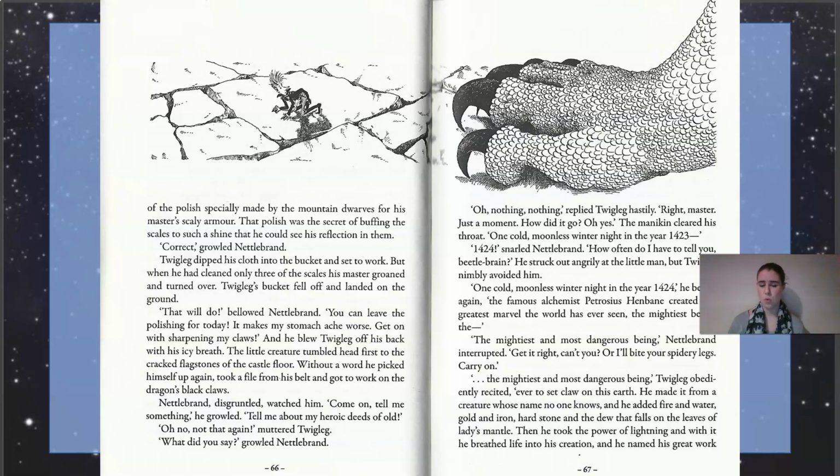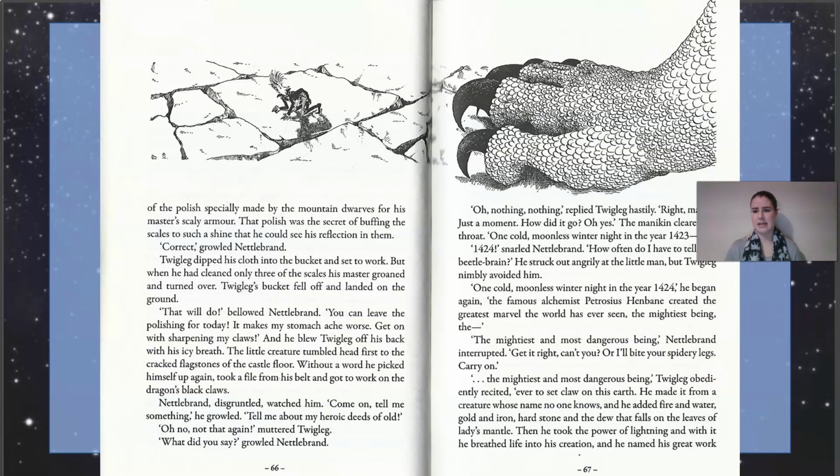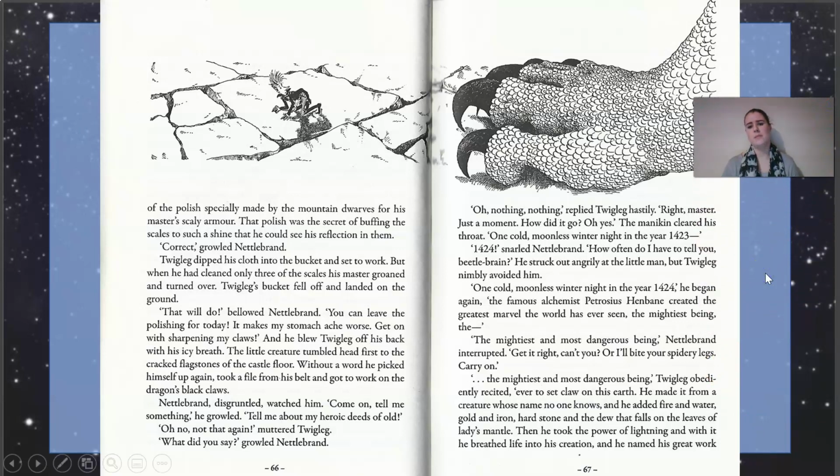Nettlebrand, disgruntled, watched him. Okay, so disgruntled, so he's angry now, he's irritated. "Come on, tell me something," he growled. "Tell me about my heroic deeds of old." "Oh, no, not that again," muttered Twigleg. "What did you say?" growled Nettlebrand. "Oh, nothing," replied Twigleg hastily. "Right, master, just a moment. How did it go? Oh, yes."